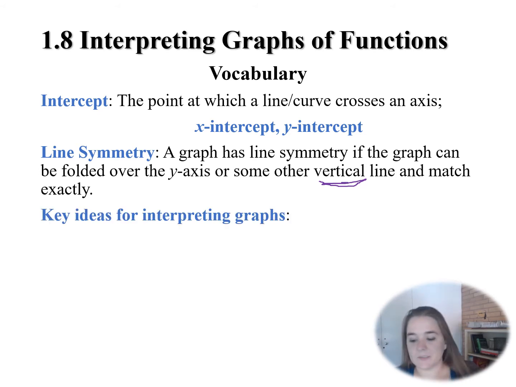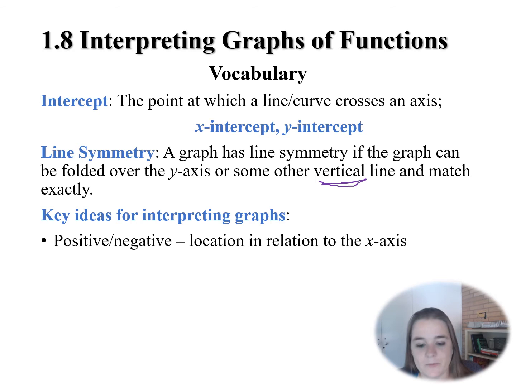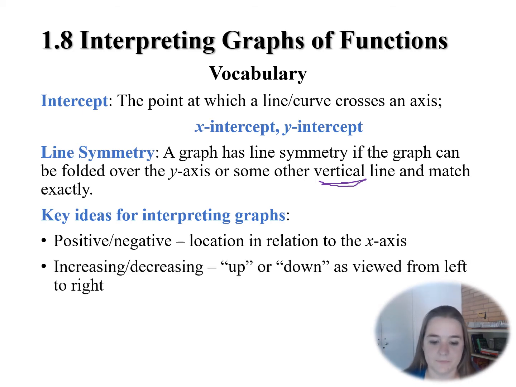Some key ideas: when we're interpreting graphs, we want to talk about whether it is positive or negative, and that tells us in relation to the x-axis. Are we above the x-axis, in which case we are positive? Are we below the x-axis, in which case we're negative? So we're talking about our range values. Is the range positive or negative?